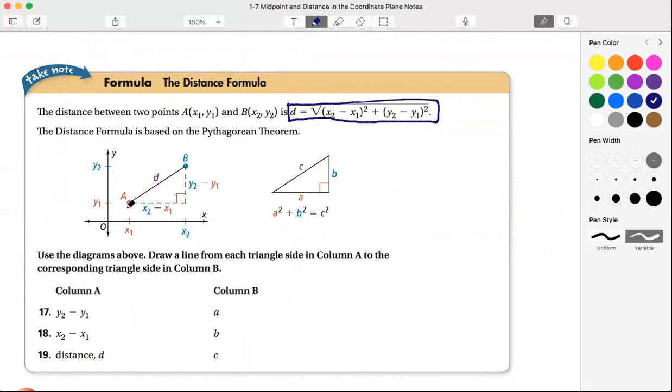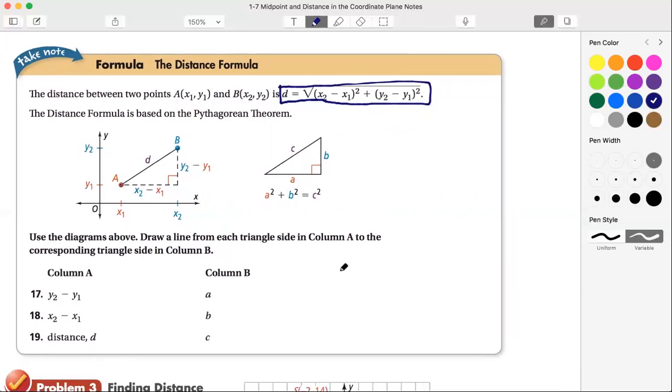So here it is. If here is a segment, a distance, we can define it with coordinates x1, y1, x2, y2, and it's the same as the Pythagorean theorem: a squared plus b squared equals c squared. So I take the difference in the x's squared plus the difference in the y's squared, and that's going to equal the square root of my hypotenuse.